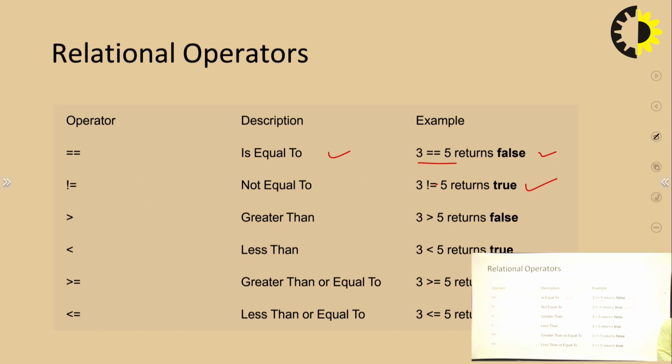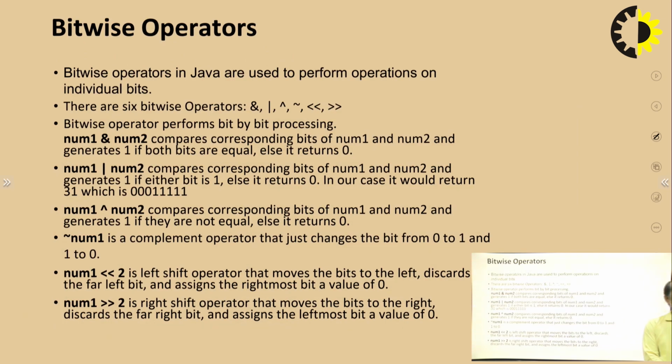So these are the relational operator, logical operator, and arithmetic operator. Now we can move on to the bitwise operator. What is a bitwise operator in Java? Bitwise operators in Java are used to perform operations on individual bits.